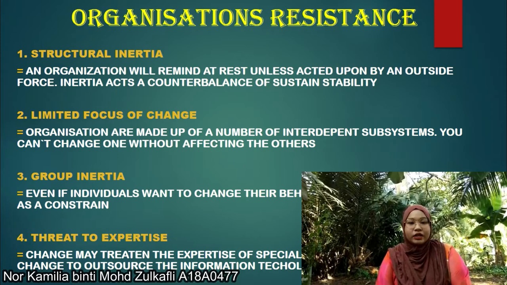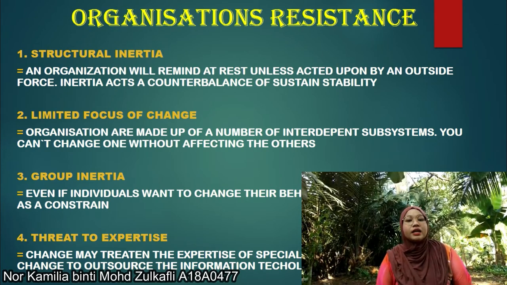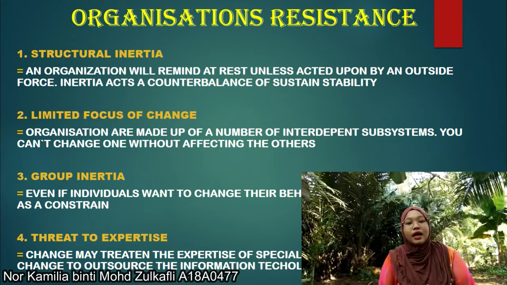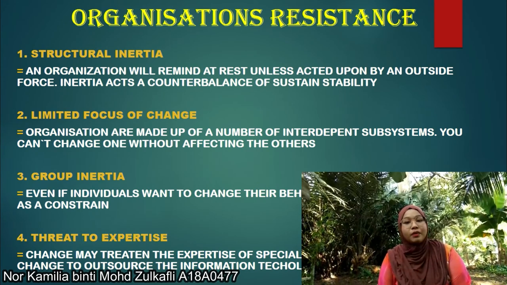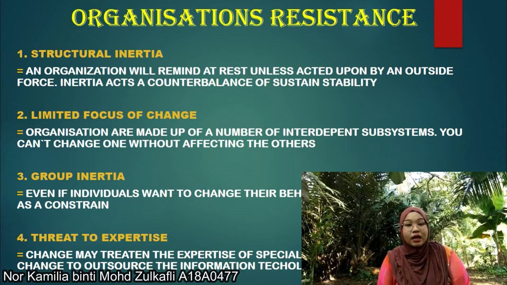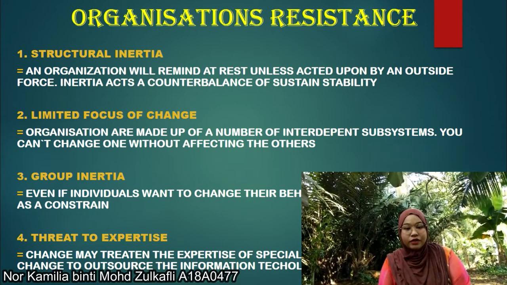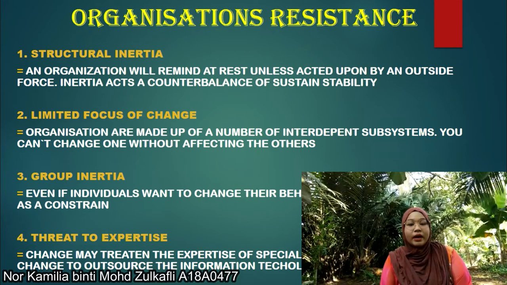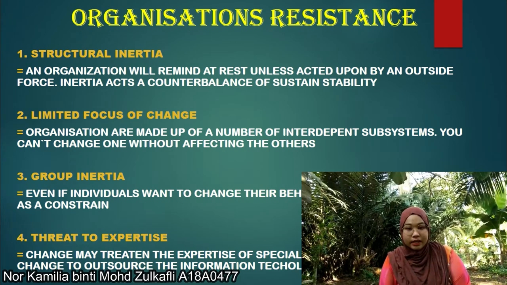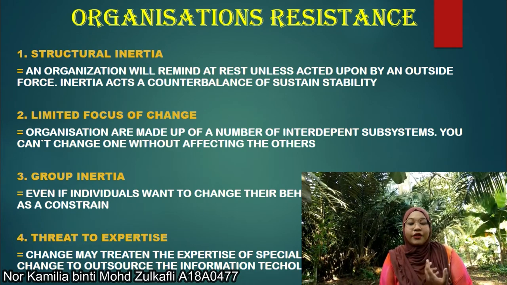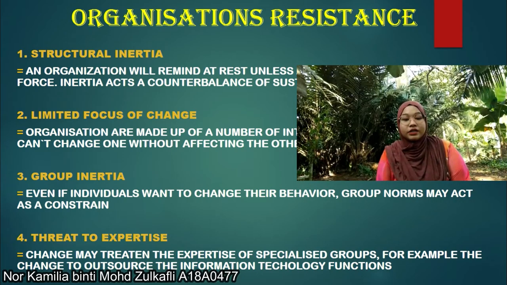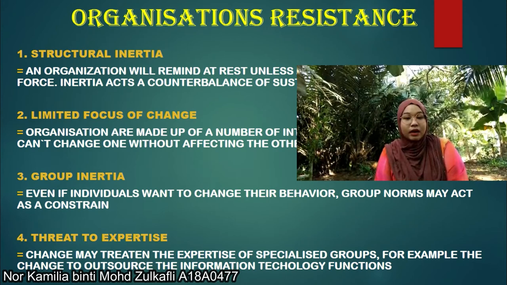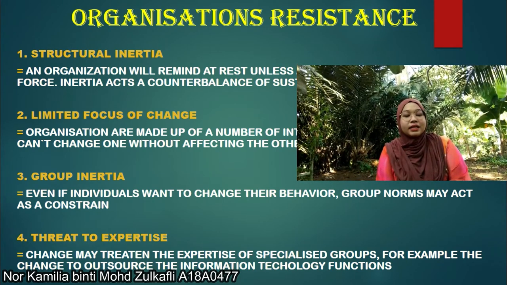Okay, for the organization, resistances, it has 6. First, structural inertia. An organization will remain at rest unless acted upon by an outside force. Inertia acts as a counterbalance of sustained stability. Second, a limited focus of change. Organizations are made up of a number of interdependent subsystems. You can't change one without affecting the others. Third, group inertia. Even if individuals want to change their behavior, group norms may act as a constraint.